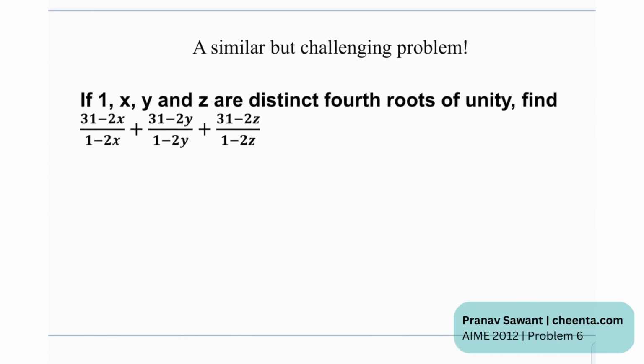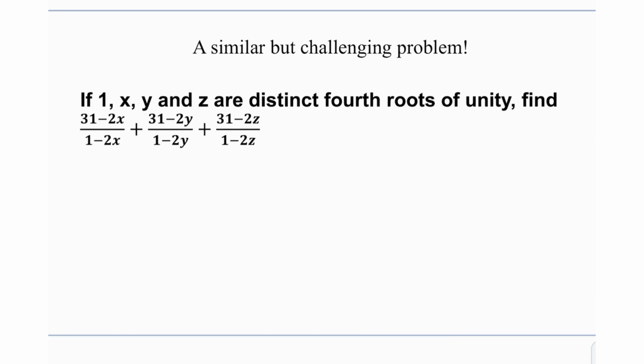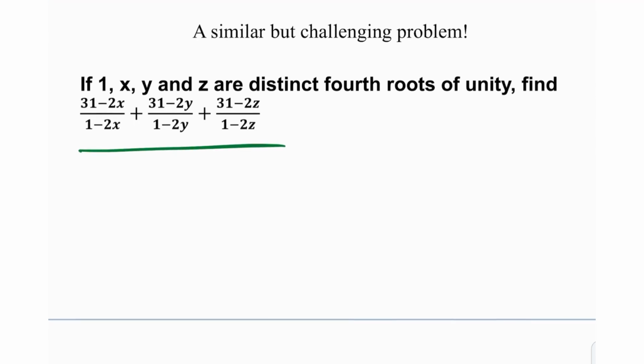Okay, so we have a similar but challenging problem, and this is essentially telling us if 1, x, y, and z are the distinct fourth roots of unity. So we have z raised to power 4 is equal to 1, and these 4 are obviously the roots of unity. x, y, and z will without a doubt be the complex roots of unity. Find out the value of this expression, right? Pretty interesting question, although it might not be very hard to do, but try it out, and if you're able to do it, let me know.